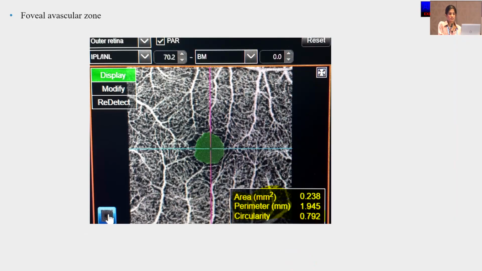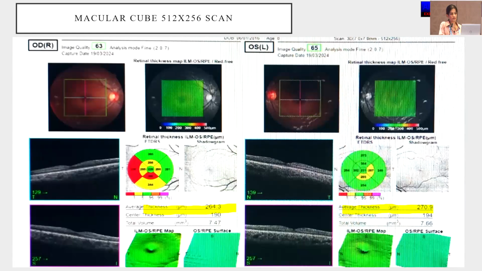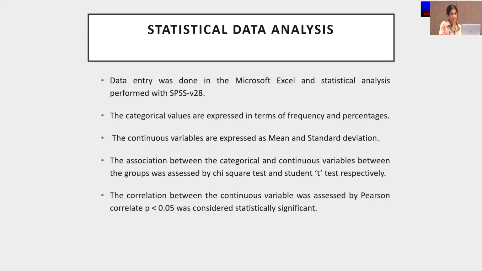Coming to the foveal avascular zone parameters, we studied the area, perimeter and as well as the acircularity index. Also for the central macular thickness, we studied the macular cube scan as well. So this was my statistical data analysis.